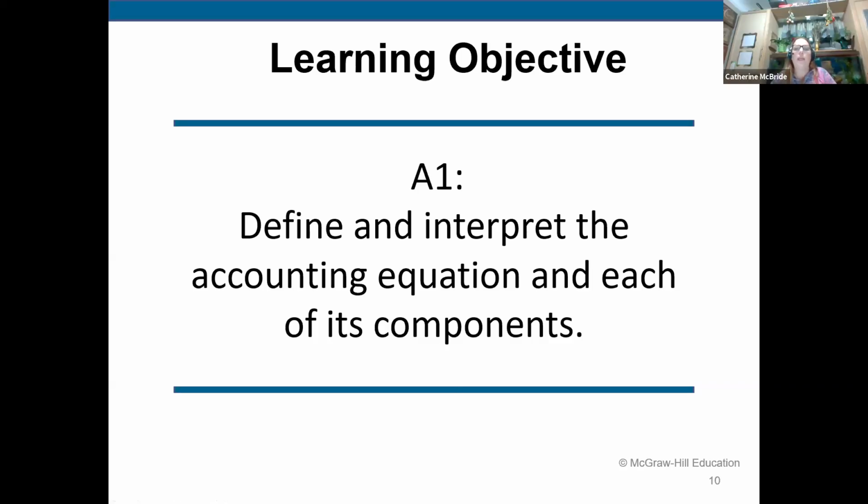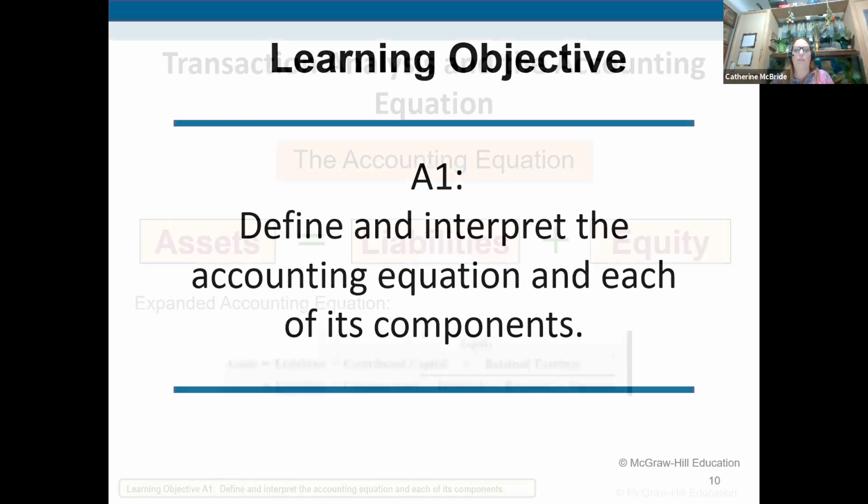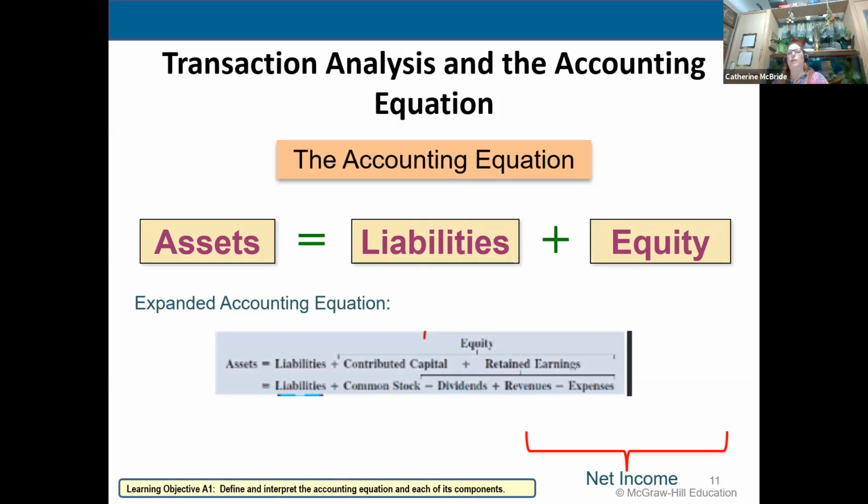Hello class, we are now going to look at the accounting equation, and the accounting equation is the foundation for the balance sheet. And we're going to do two things. We're going to look at how the accounting equation works, and then we're going to talk about some of the accounts that you will find under each one of the categories of the accounting equation. So this is the accounting equation.